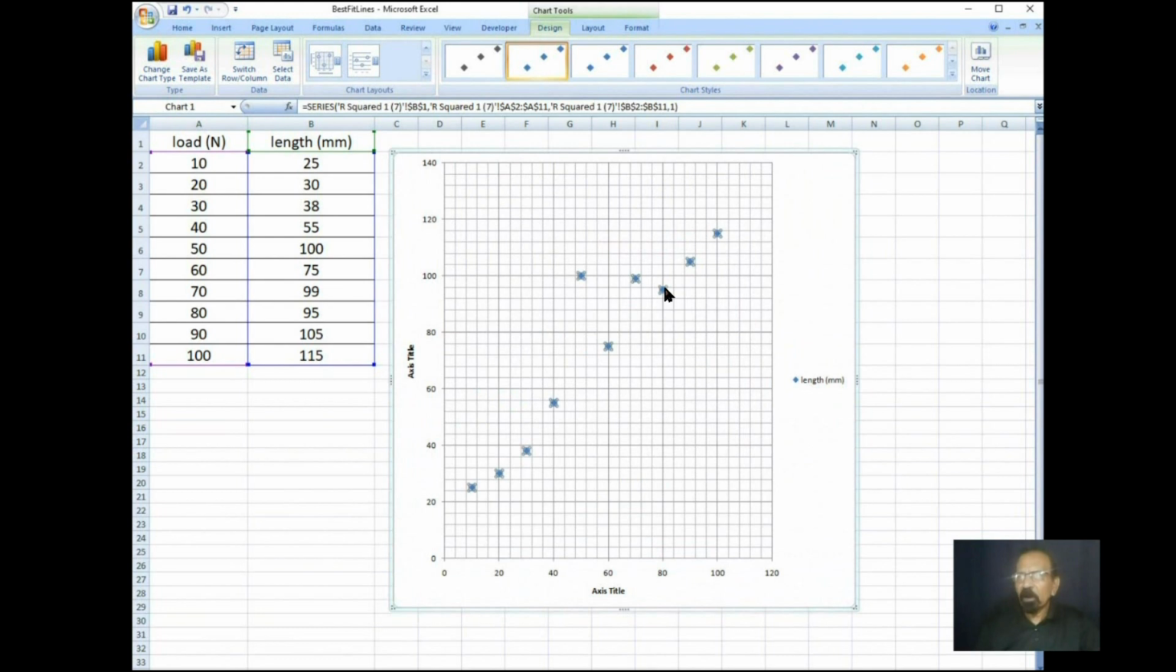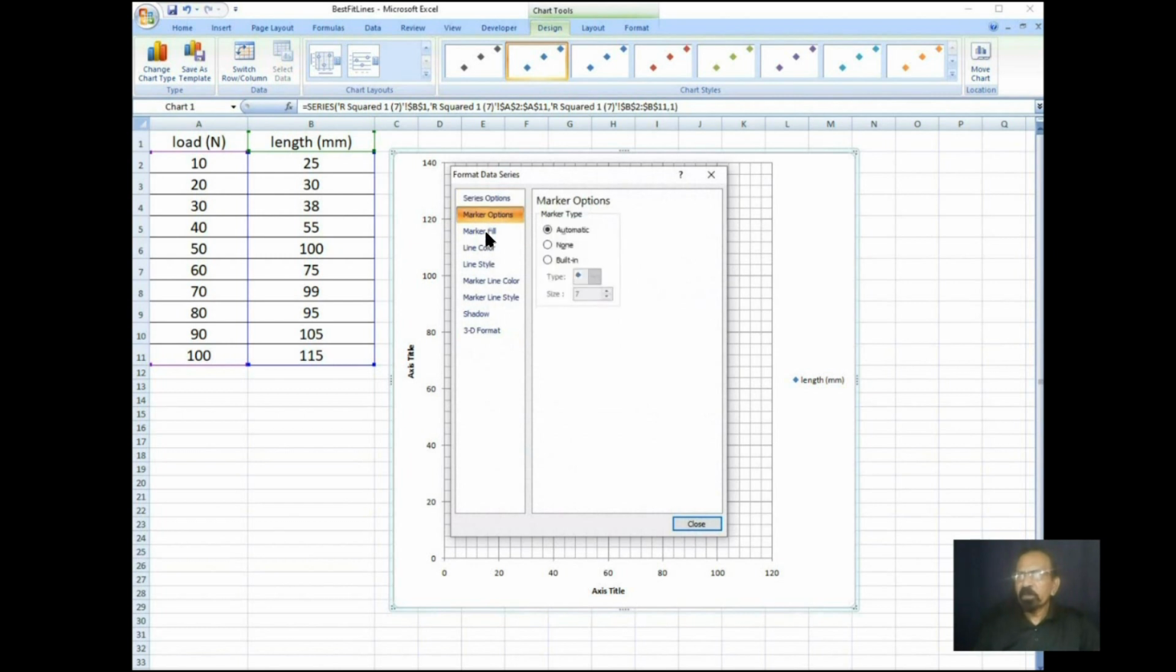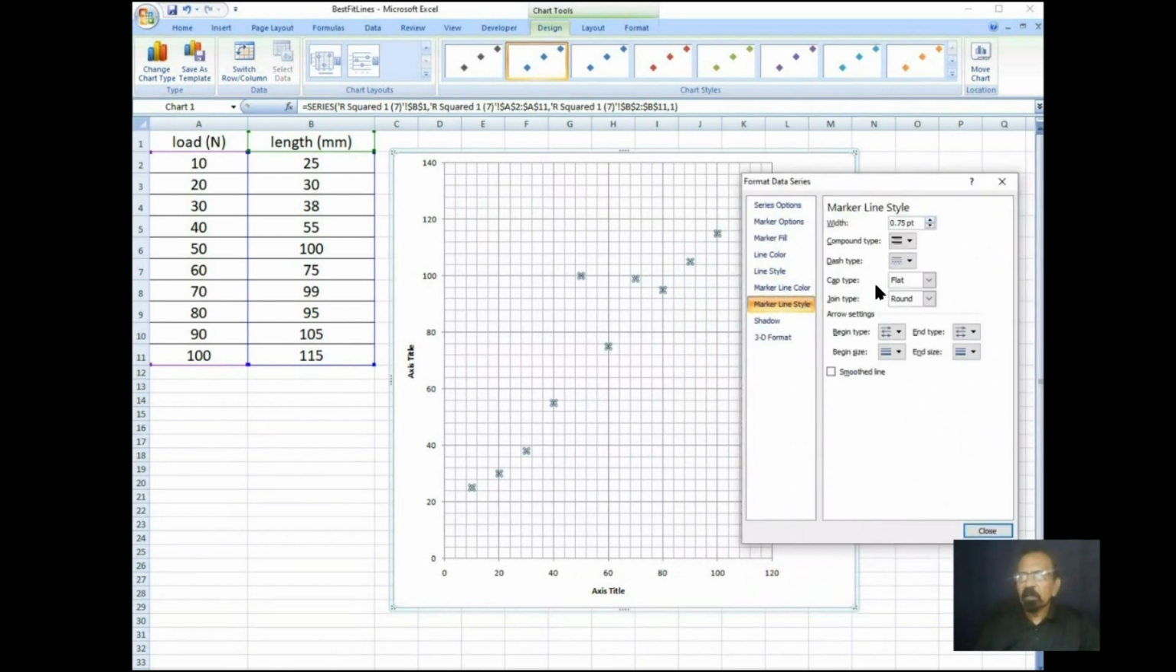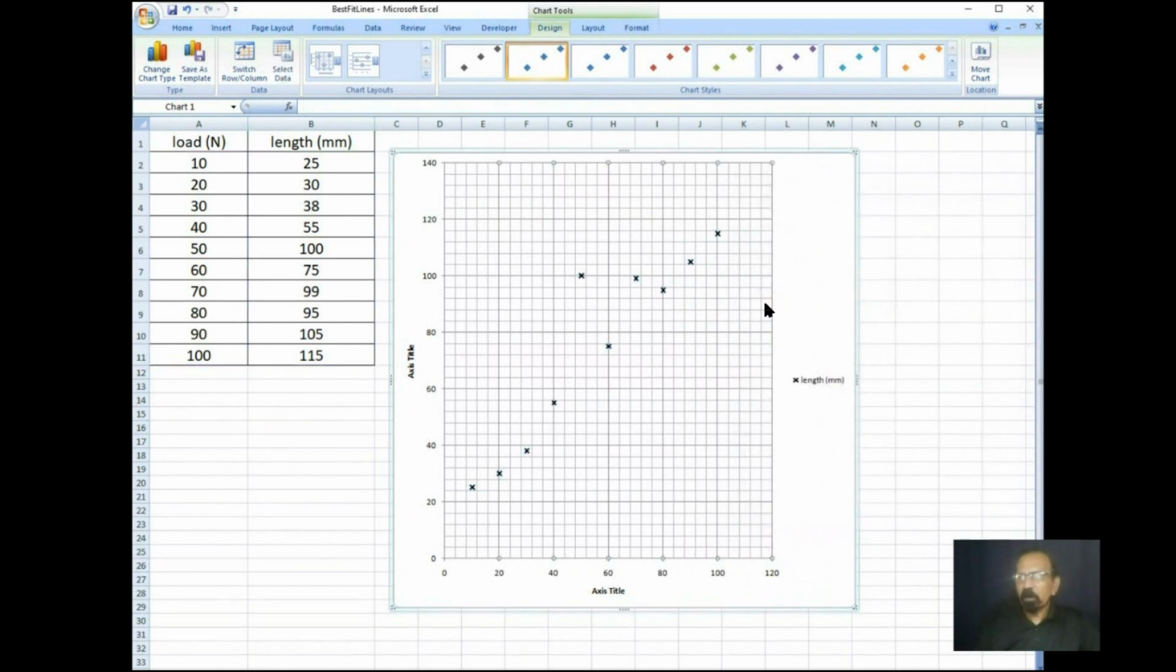We right click on one of those markers and go to Format Data Series, Marker Options, built in. By default, it's a diamond shape. We will take an X, size 6, and for the marker line color, we will give it a solid line of black. Move it to the side here. Then the mark itself, we will make it a little thicker, and we say OK. And now that is what we have.